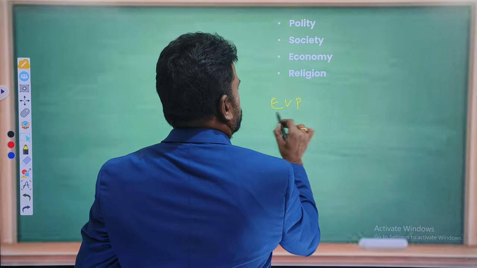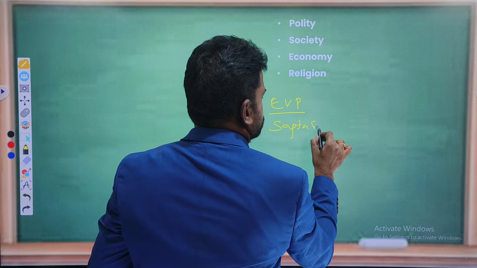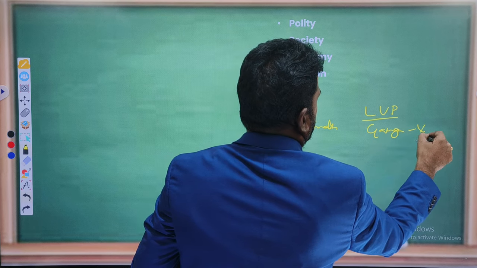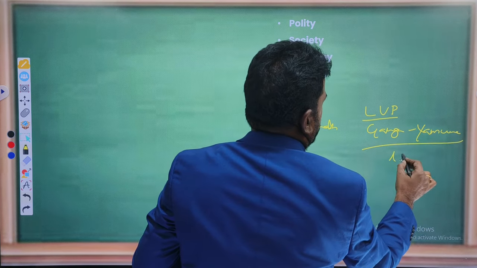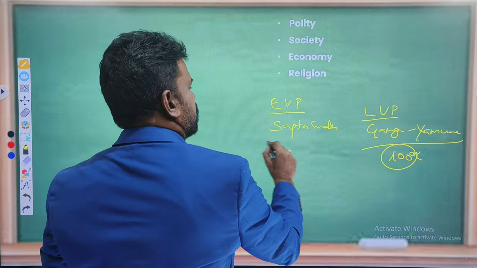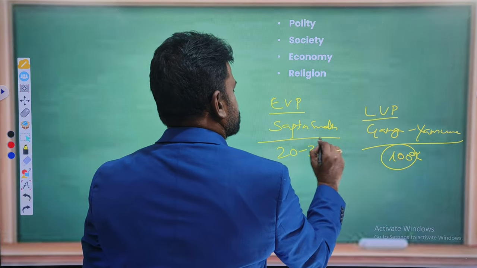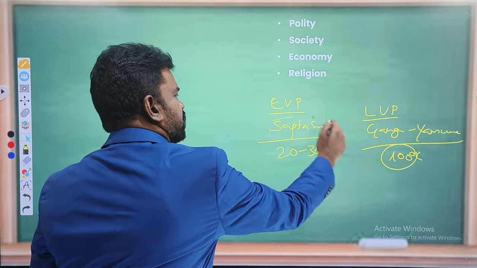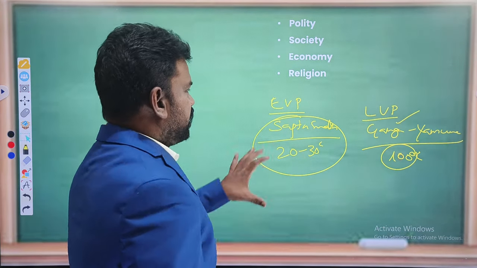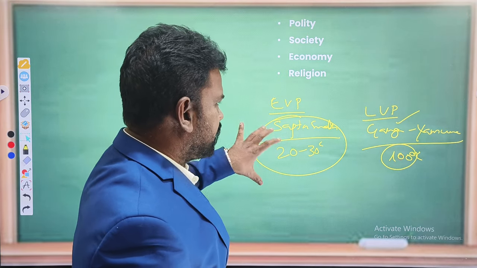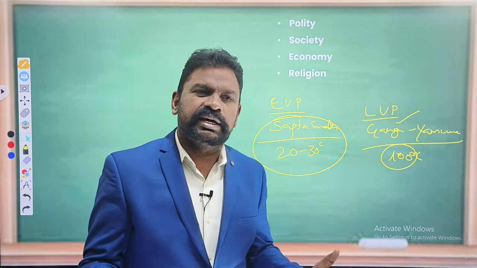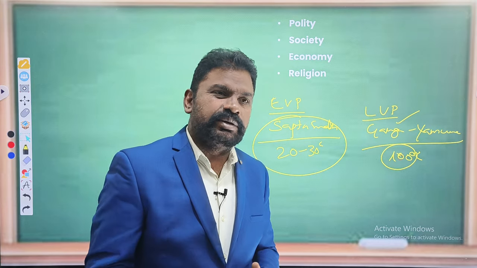Early Vedic people lived in the Sapta Sindhu. Later Vedic people lived in the Ganga Yamuna Doab, where rainfall was more than 100 centimeters. In the Sapta Sindhu area, rainfall was only 20 to 30 centimeters, so they cropped very little. Here crops were more and fertile lands were more. In the early period they did not use iron for agriculture. In the later Vedic period, iron was used for agriculture, lands were cleared and agricultural lands extended.